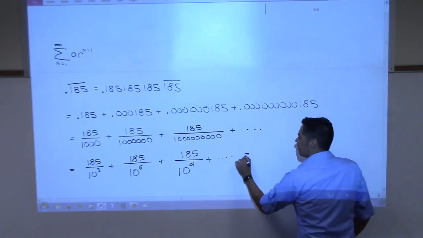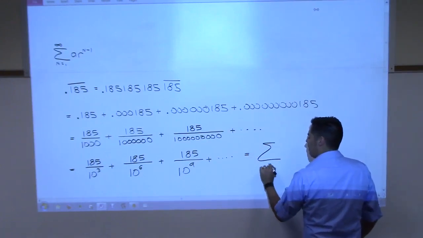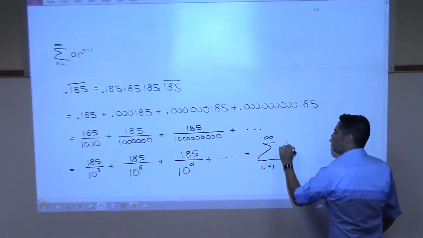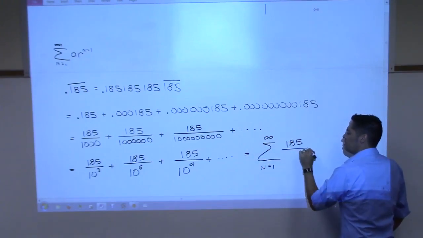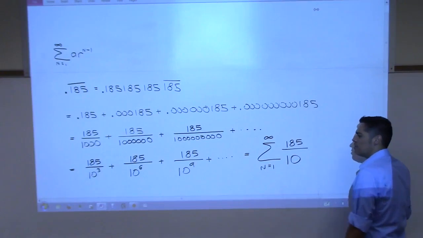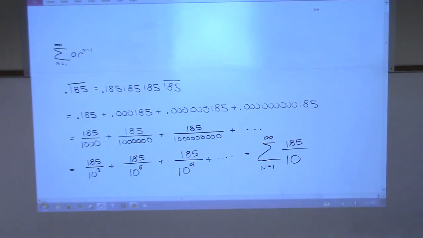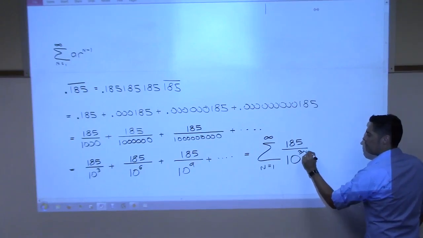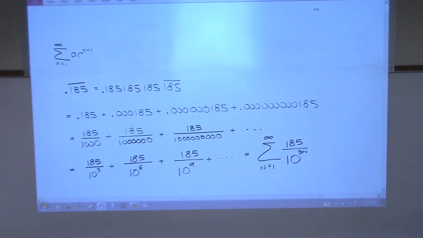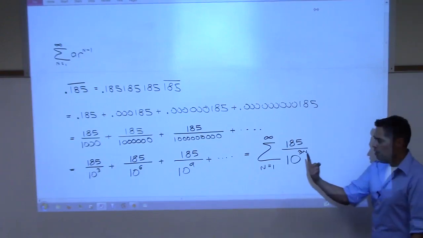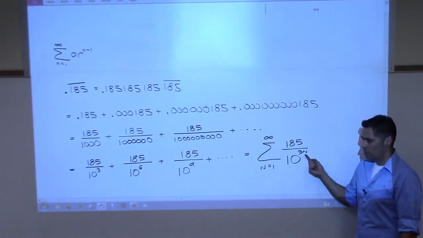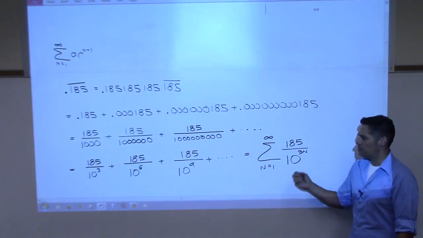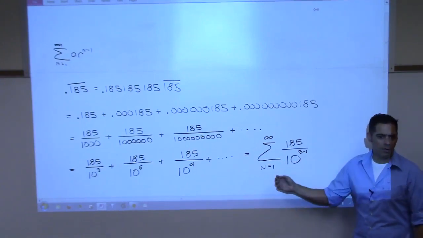I could rewrite this in sigma notation. I know 185 is never going to change. I'm going to have 10 to some powers. I need to start out at 3, then go to 6, then go to 9. Those are all multiples of 3. So what should I put up here? 3n. If n is 1, what do I get? 3. If n is 2, 6. 3, 9. 4, 12. You see that?